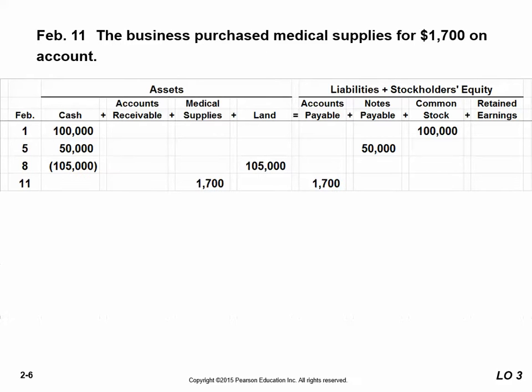On February 11th, the business purchased medical supplies for $1,700 on account. The on account means that the business has the supplies and will pay the vendor later. The vendor has extended credit to the business. Medical supplies, an asset, will increase, as will accounts payable, a liability.